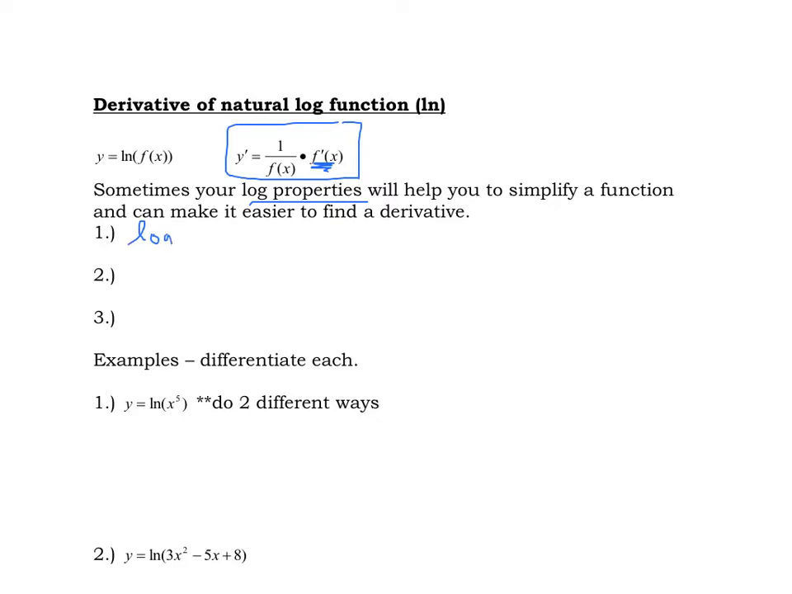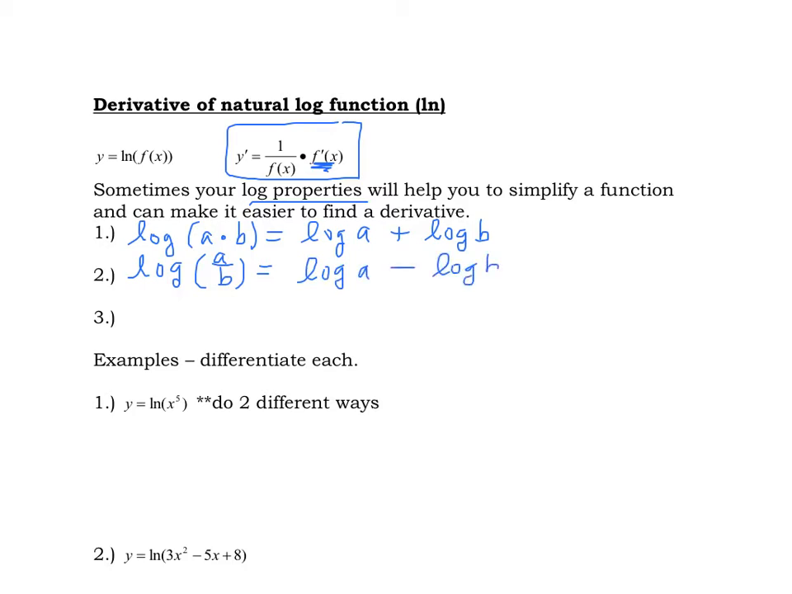As a review, they are the log of a product, call it A times B, that's equal to the log of A plus the log of B. Likewise, recall that the log of A divided by B is the log of A minus the log of B. And finally, if we have the log of A raised to some power, call it n, we can take that power of n and throw it down in front and multiply it by the log of A.